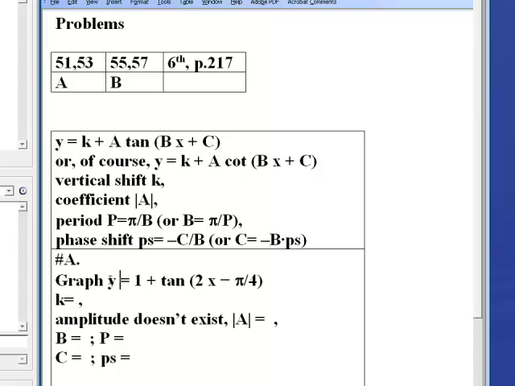Okay, so first we're going to graph y equals 1 plus tangent of 2x minus pi over 4. So we have a vertical shift of k equals 1. We have a coefficient a of 1. We have a coefficient b equals 2, which means we're going to have a period of pi over 2.